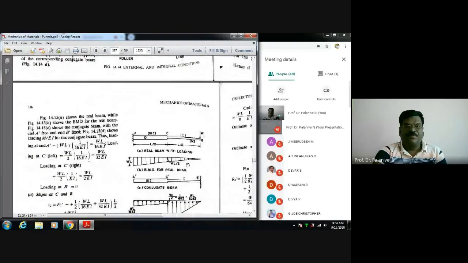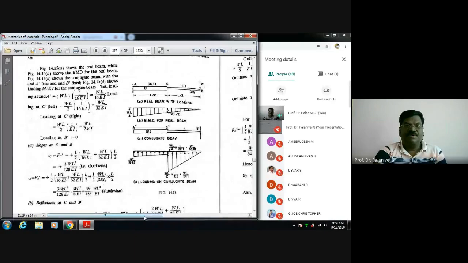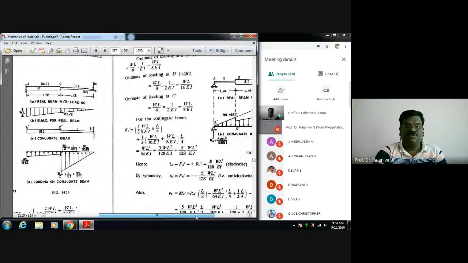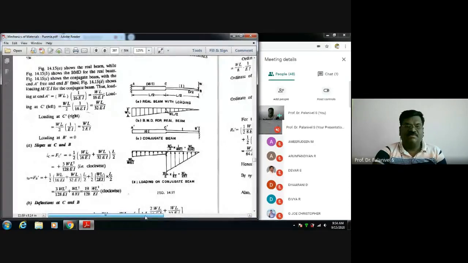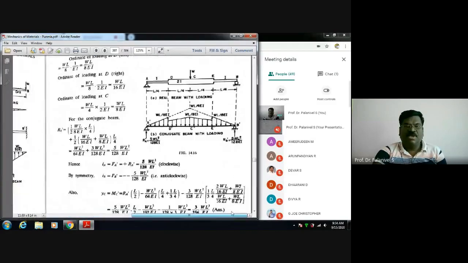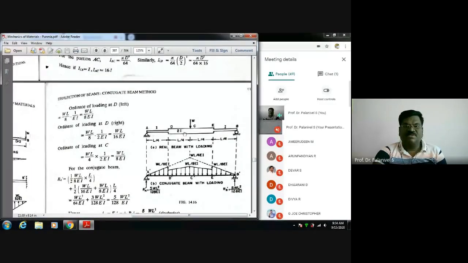Apart from that, sometimes the EI need not be constant. The flexural rigidity need not be constant. I will come to this. Suppose you have a simply supported beam like this, subject to a central load. Up to L by 4 on this side it is I, and the remaining is 2I. Young's modulus is the same material, E. So this is 2EI flexural rigidity, and here EI.